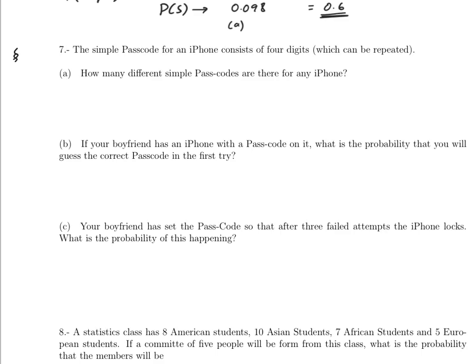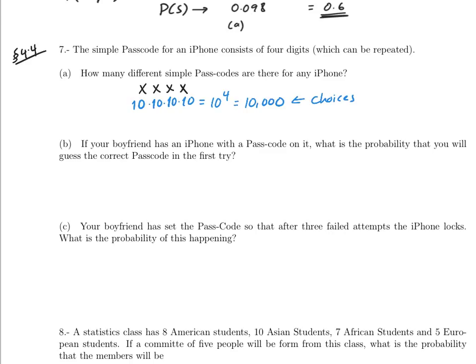Number 7 is from section 4.4. So the iPhone has a password that consists of 4 digits, and they can be repeated. So you can repeat it. That means you have 10 choices for this one, 10 for this one, and so forth. So this gives you 10 to the 4, which is 10,000. So that means you have 10,000 different choices. And that's it.